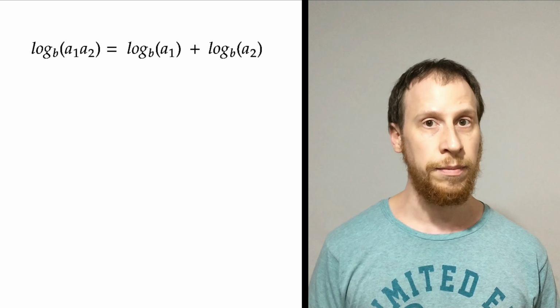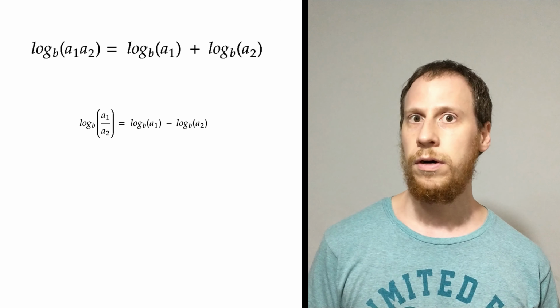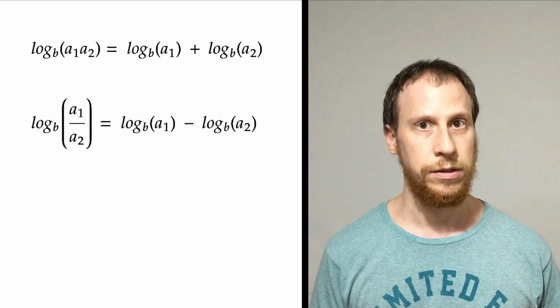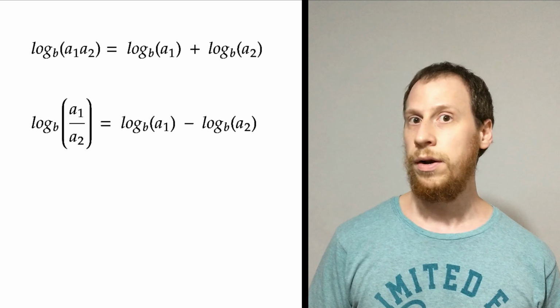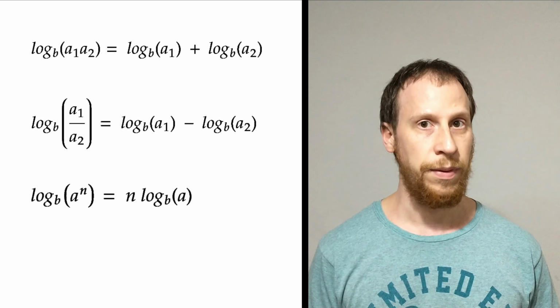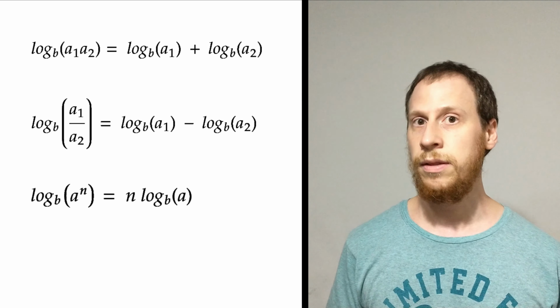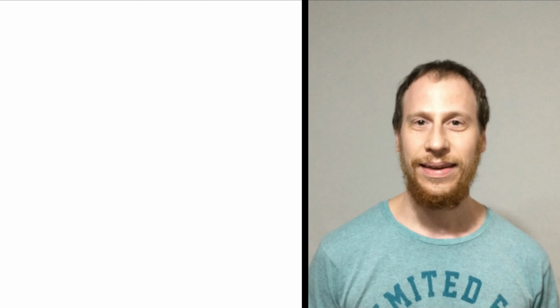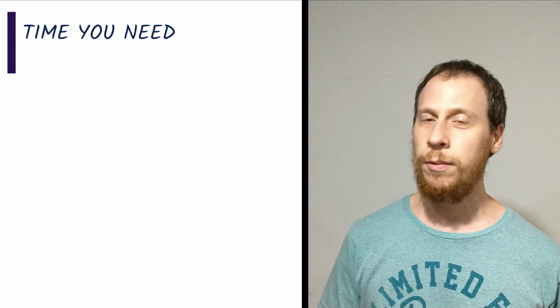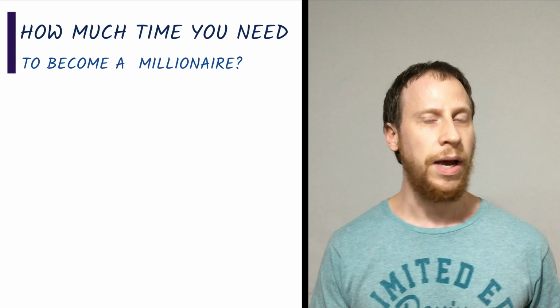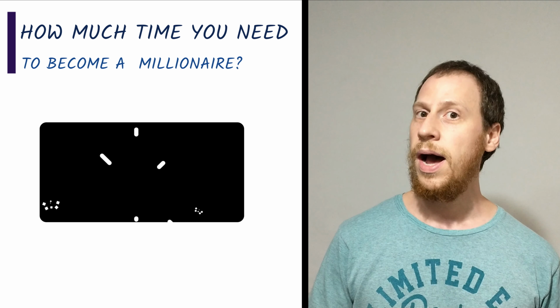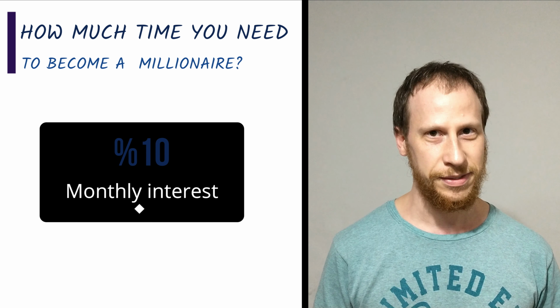For example, the logarithm of a product is the sum of the logarithms, and the logarithm of a quotient is the difference of the logarithms, and the logarithm of a raised to the nth power equals n times the logarithm of a. In the description, you'll find a link to a complete list of properties of the logarithms, but for now, let's go back and see how much time we need to become a millionaire if we have $1 and the bank offers us a 10% monthly interest.